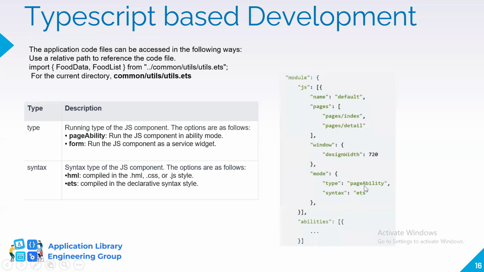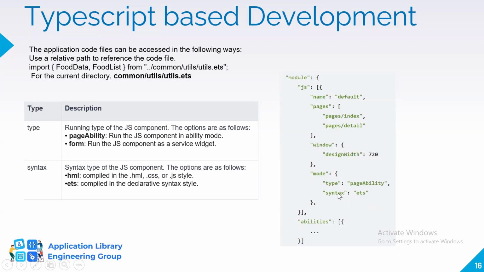And if you give it as form, then it means the JS component runs as a service widget. So for your full screen application, generally you use page ability. And if you want to develop some widgets, then you define it as form over here.